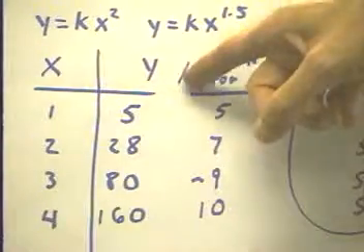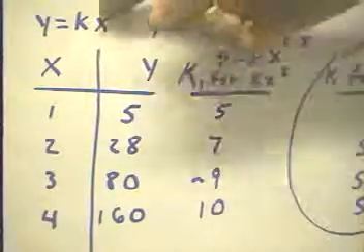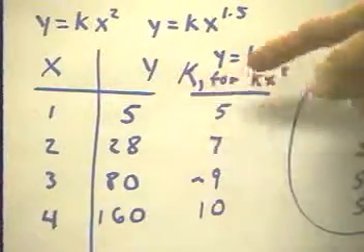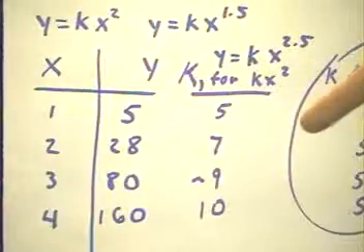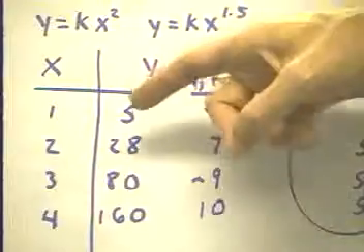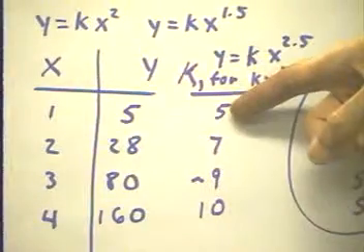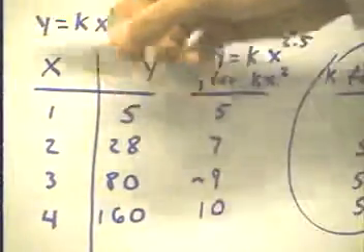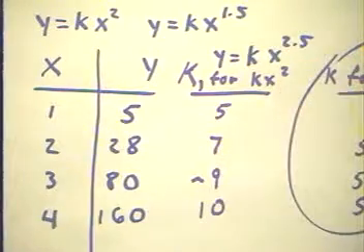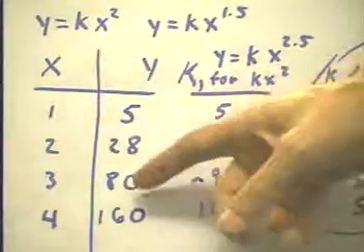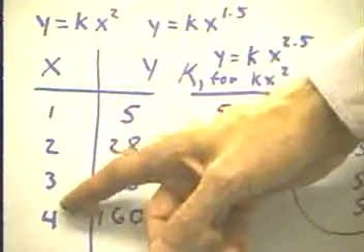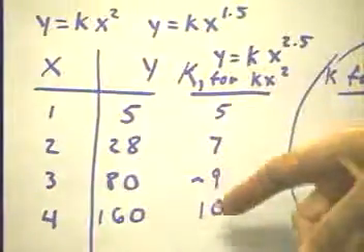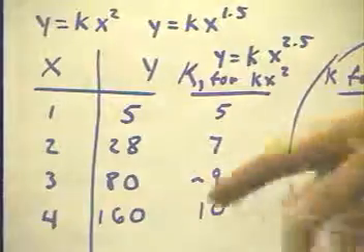So we find the k value for a y equals kx squared model here. If we use the first data point, x equals 1, y equals 5, we put 1 in for x, 5 in for y, and obtain a k value of 5. If we put 2 in for x and 28 in for y, we obtain a k value of exactly 7. If we put 80 in for y and 3 in for x and solve for k, we get approximately 9. And if we put this data point in, we get exactly 10.